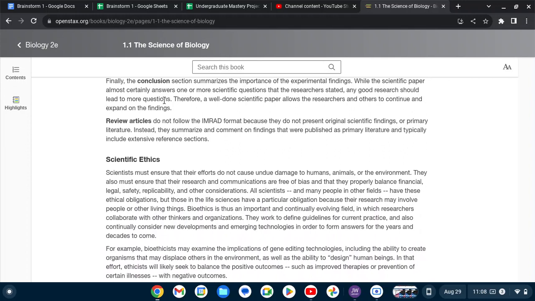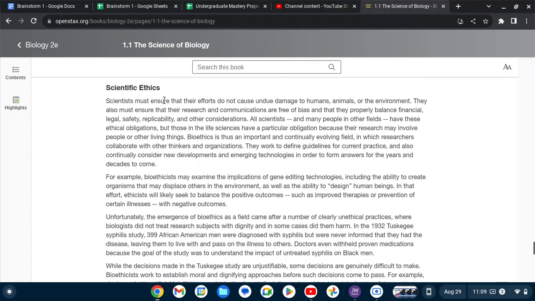While the scientific paper almost certainly answers one or more scientific questions that the researcher stated, any good research should lead to more questions. Therefore, a well-done scientific paper allows the researchers and others to continue to expand on the findings. Review articles do not follow the IMRAD format because they do not present original scientific findings or primary literature. Instead, they summarize and comment on findings that were published as primary literature and typically include extensive reference sections.